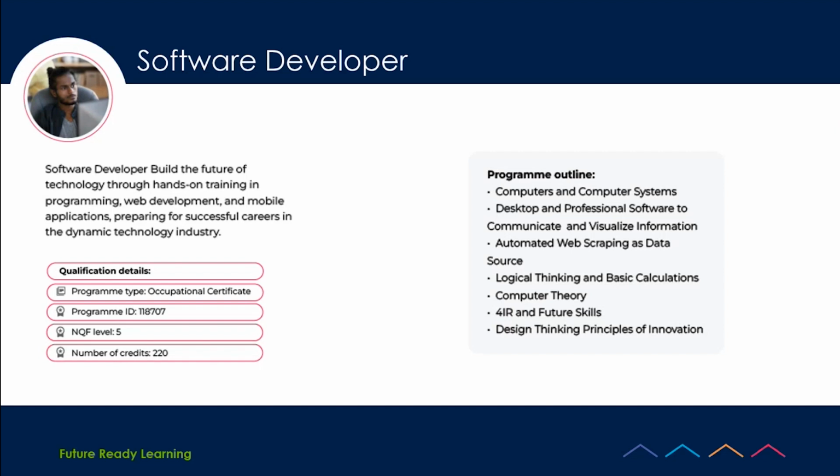Some knowledge modules included in this course are computers and computing systems, just a basic understanding of that within the organization. Right? You have your desktop and professional software to communicate and visualize information also. As part of it, automated web scraping and data sources is also part of the web developer, because you will need to be gathering information from various sources.